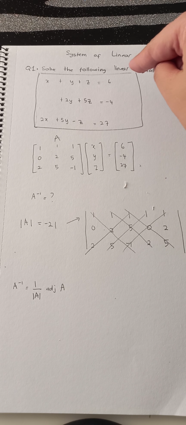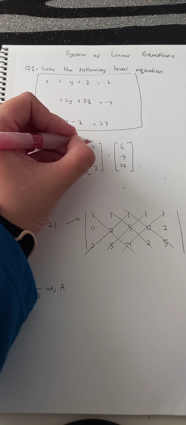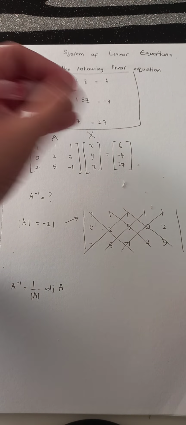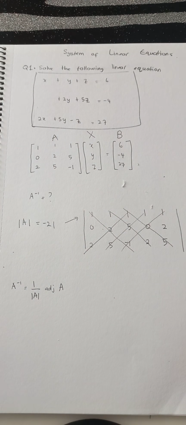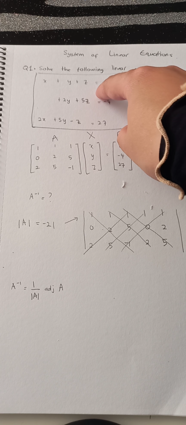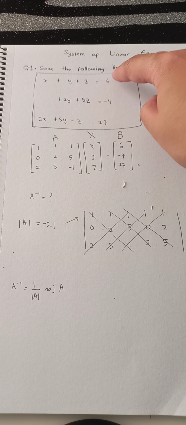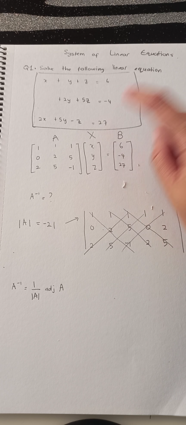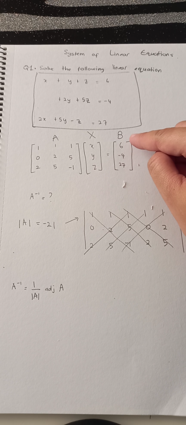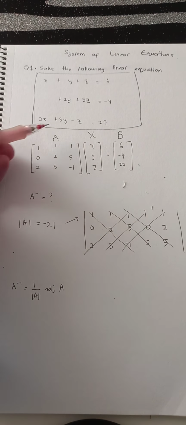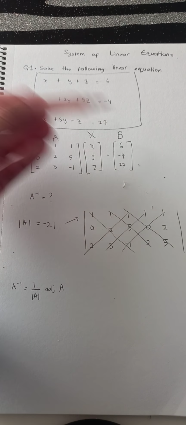Let's say this is the matrix for X, and this is the matrix for B, in the same order as in the linear equation system. So the first one is 6 and then -4 and then 27. Make it in the same order. Now we know A, we know X, and we know B.